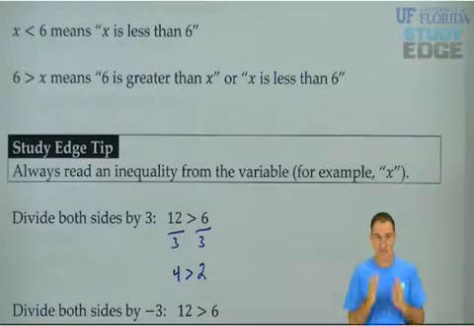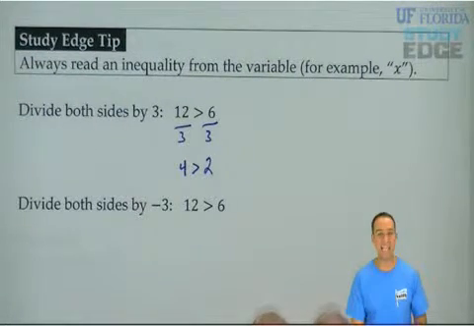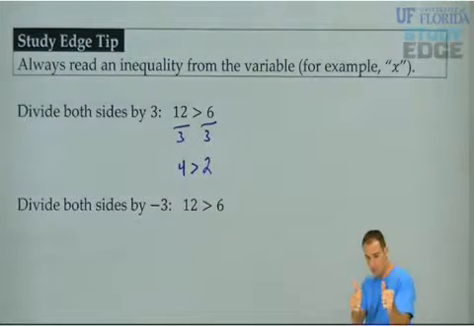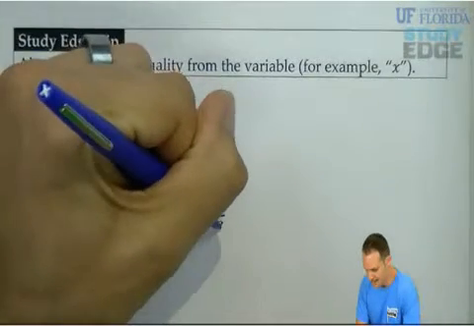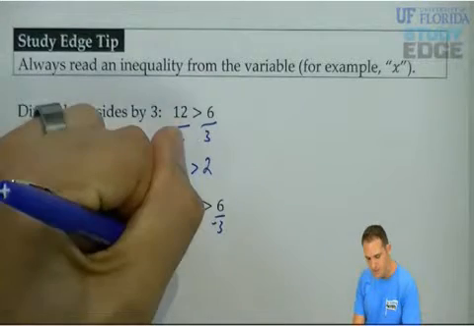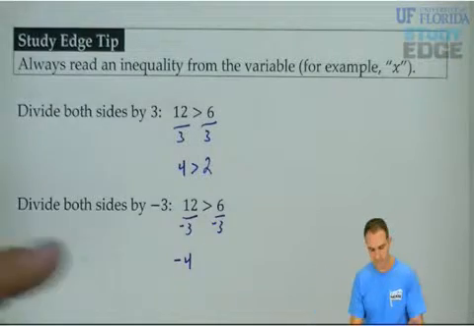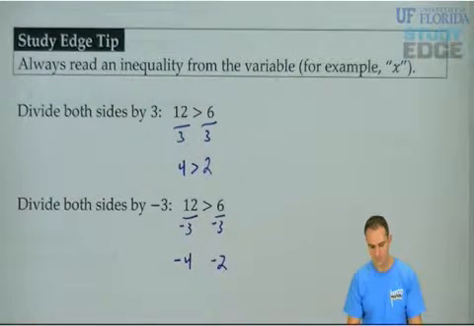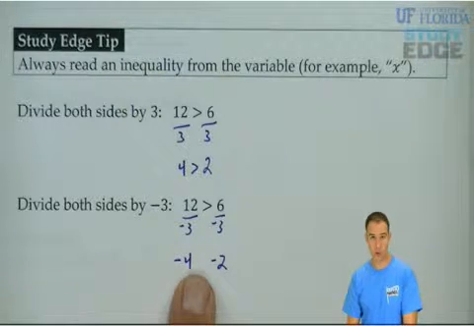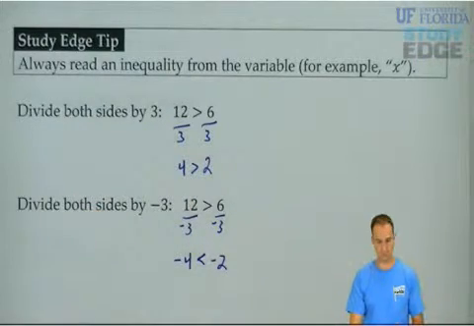I have to stress that because watch what happens if we divide both sides by negative 3. Again, 12 is greater than 6. We're good. Divide both sides by negative 3. 12 divided by negative 3 is negative 4. 6 divided by negative 3 is negative 2. Negative 4 is not greater than negative 2. Negative 4 is actually less than negative 2.